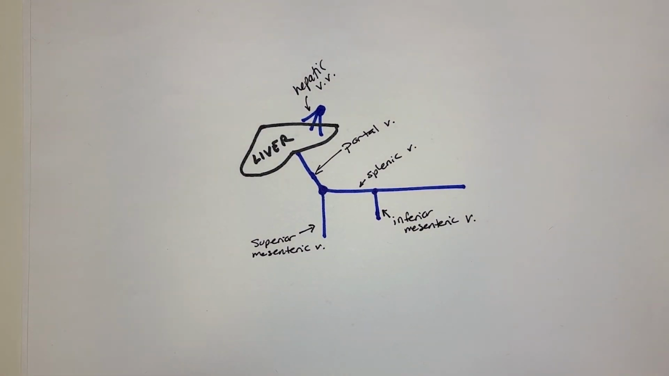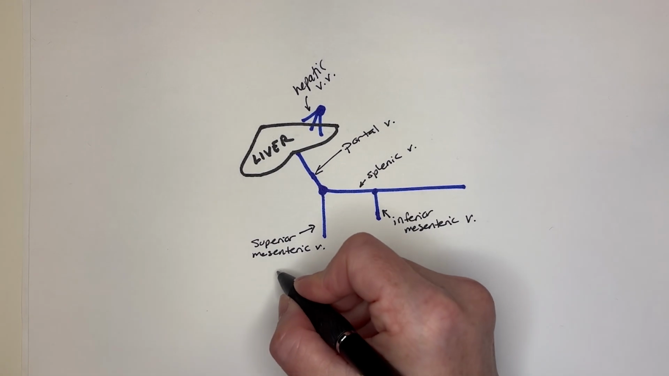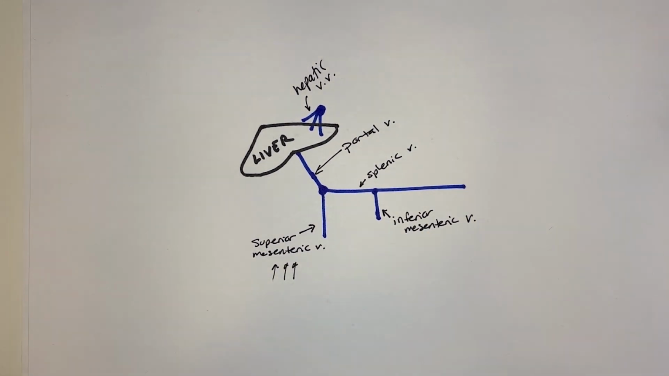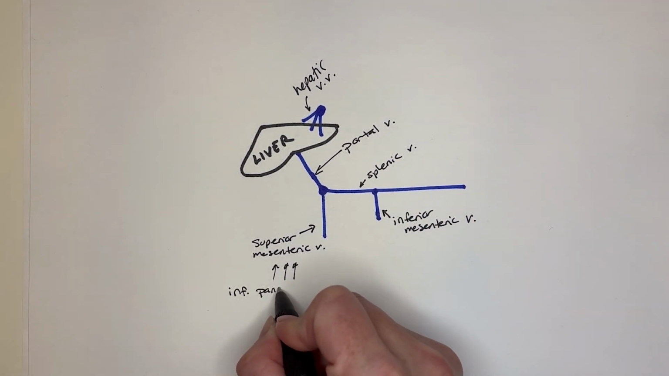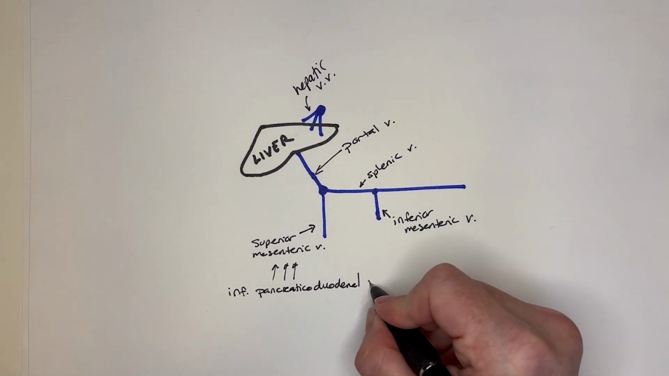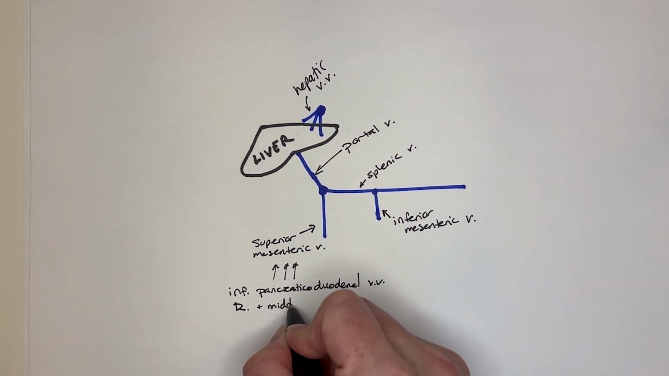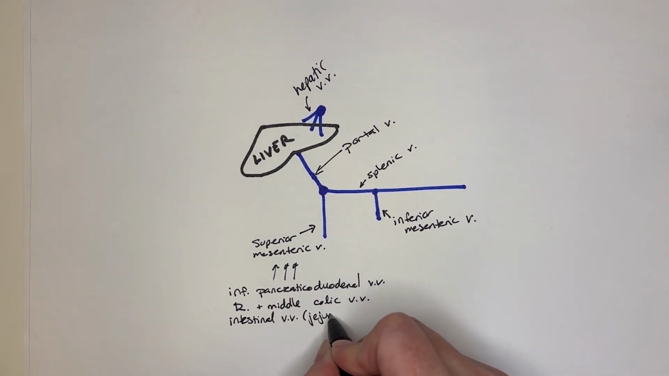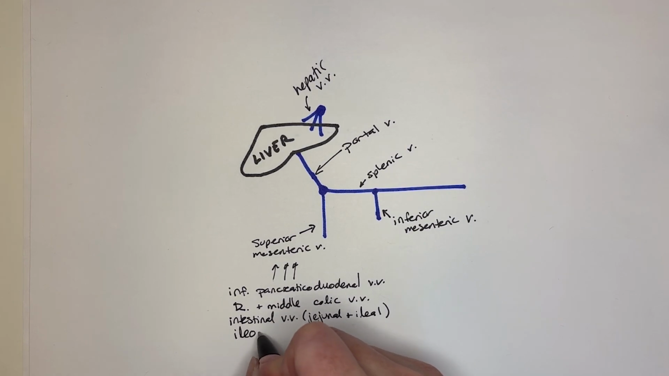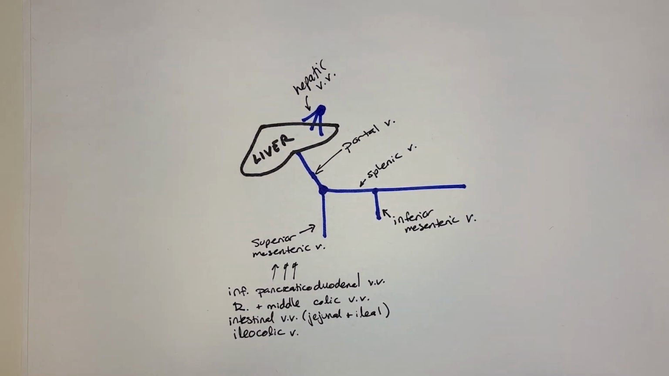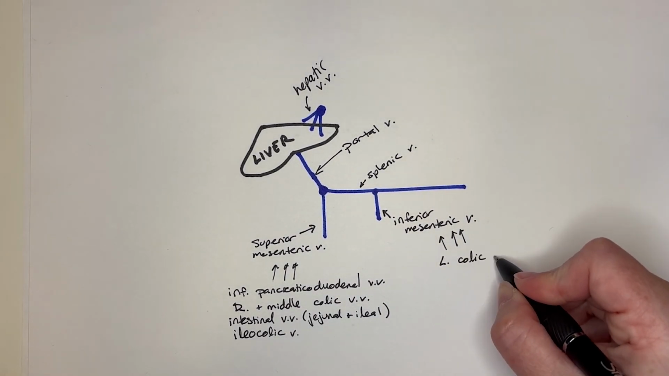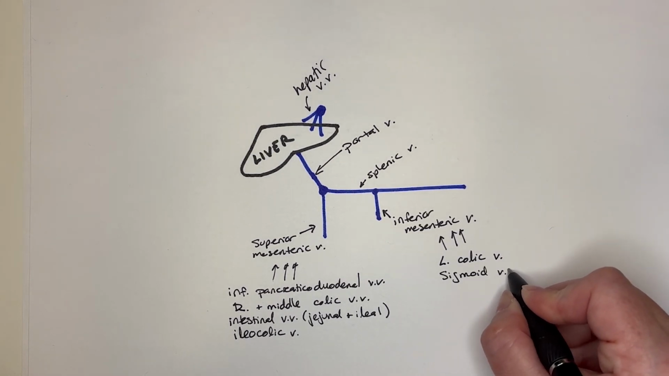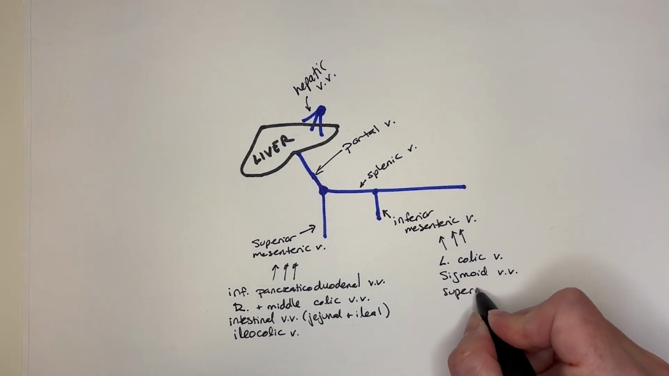What we can generally assume is that the branches of the superior mesenteric vein are the same as they would have been for the superior mesenteric artery. So we'll expect to see the inferior pancreatico-duodenal vein, the right and middle colic veins, the intestinal veins, which are going to include both the jejunal and the ileal veins, and the ileocolic vein and its branches. Similarly, branching off of the inferior mesenteric vein, we're going to expect to see our left colic vein, our sigmoid veins, and our superior rectal vein.